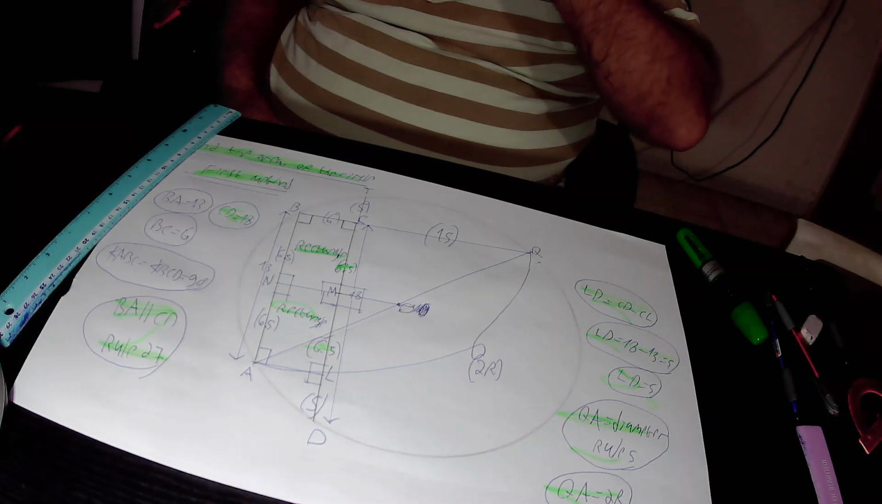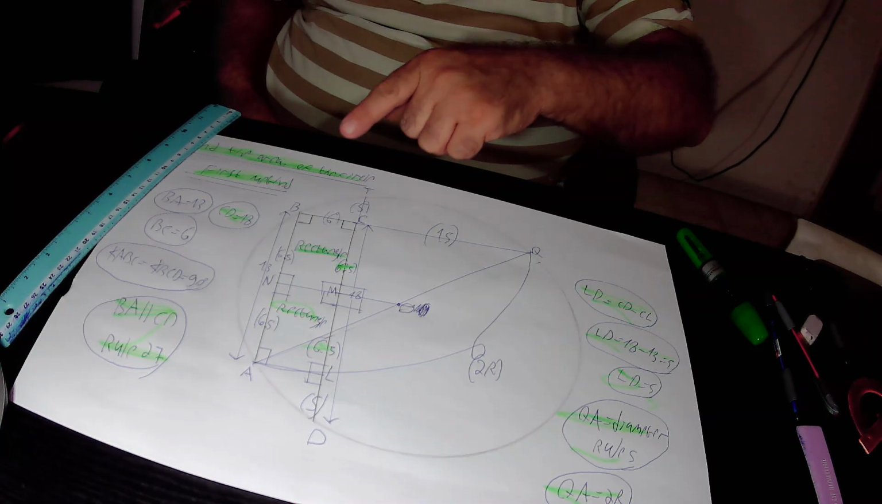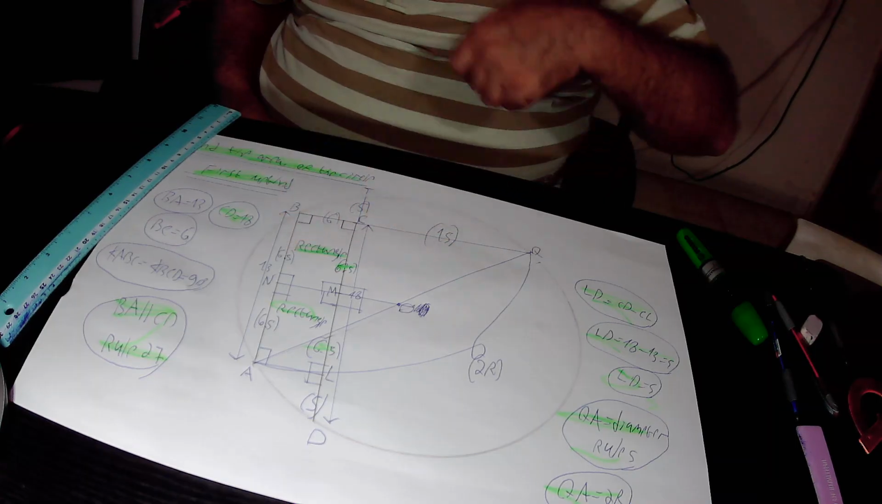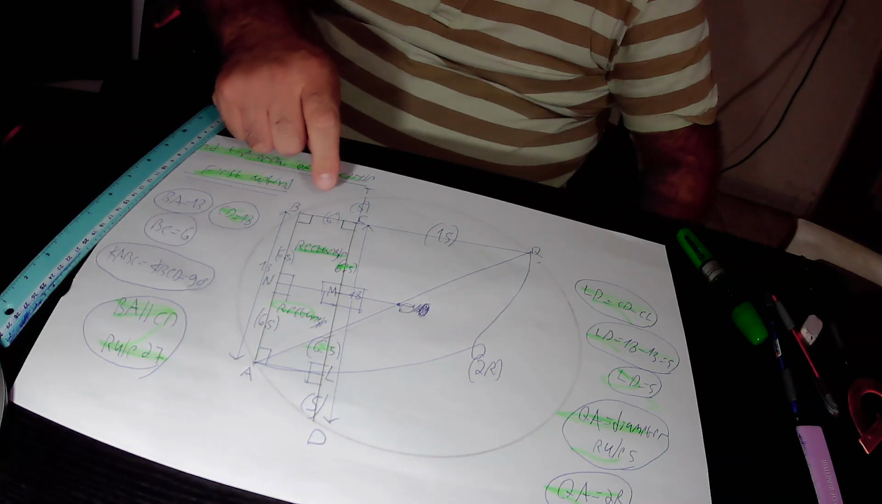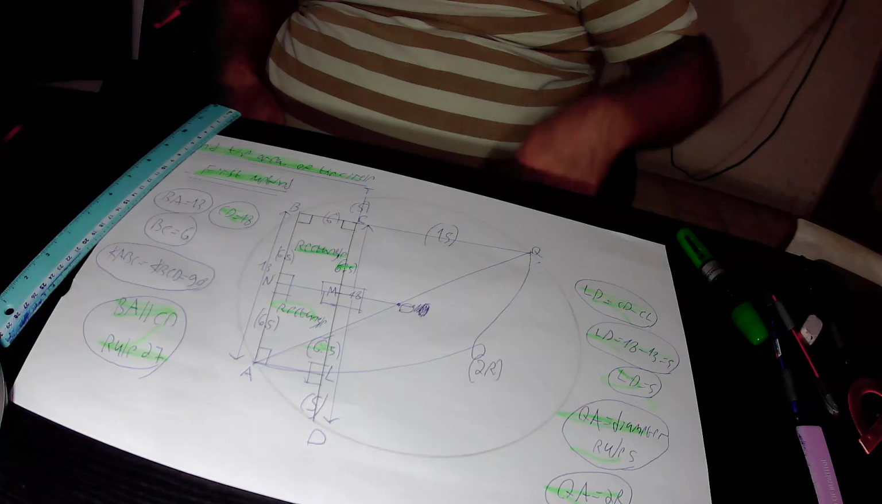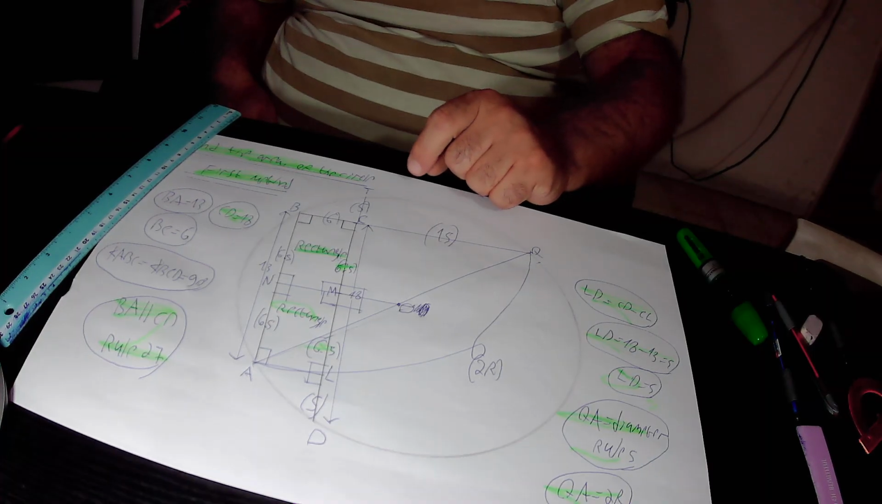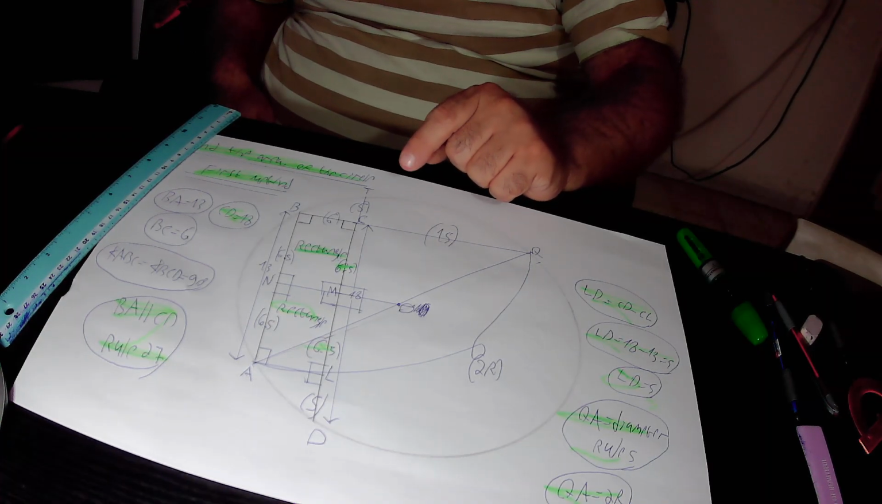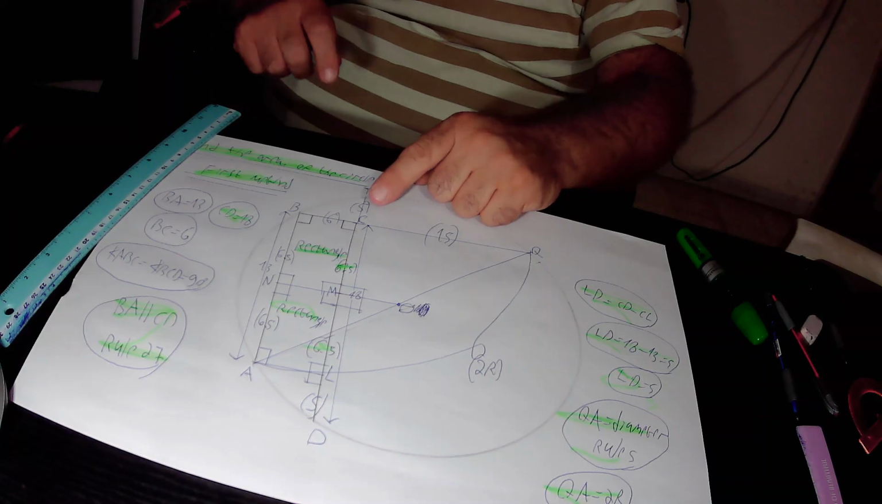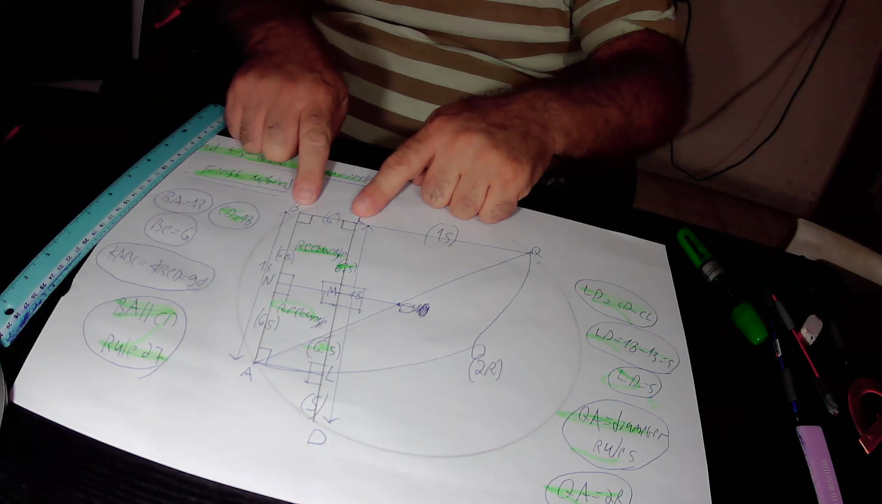So inside quadrilateral BCMN, we have 1, 2, 3 right angles. The sum of 3 right angles is 270 degrees. So actually we have here 4 right angles, because those two angles are right angles according to what is given in the question.